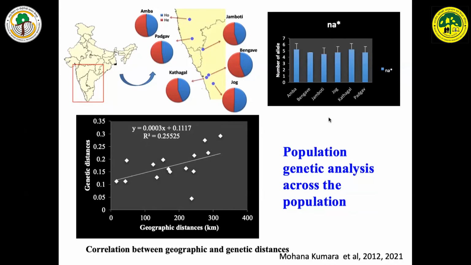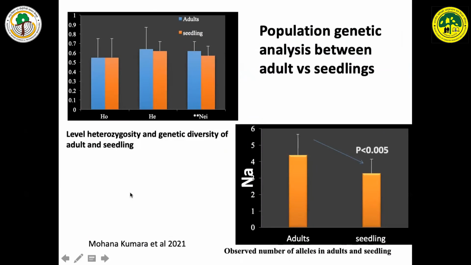And if you see the geographic distance and genetic distance, there is not much correlation, but there is some pattern in that association. And for heterozygosity level, there is not much difference here. Usually Milicia species have maintained above 70 to 80% heterozygosity, but compared to other species this is very low.